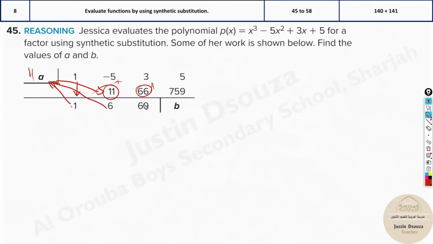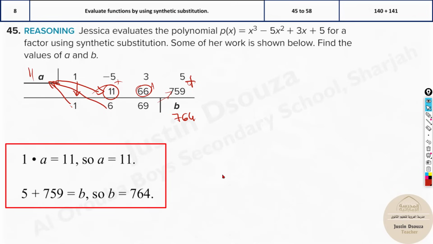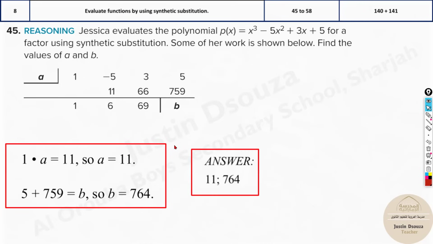Yes. Write them up. And what is 11 times 69? 759. You can check it in the calculator. Now add them up and write over here. When you add it up, 764 is the answer. So a is 11, b is 764. Isn't that easy? So those are the answers. If you know the method, it's very straightforward. Because over here 1 times a must be 11, so that's how we find it. And 5 plus 759 must be b, that is 764.